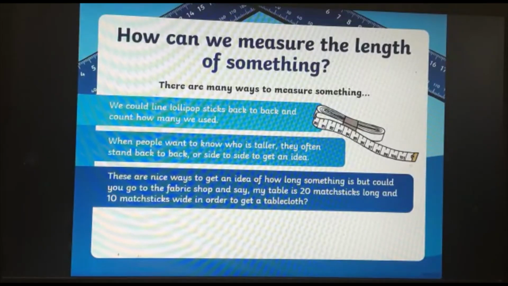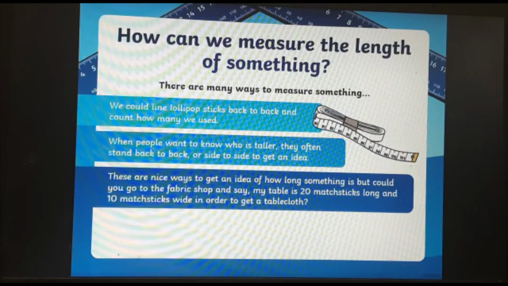These are nice ways to get an idea of how long something is, but could you go to the fabric shop and say, my table is 20 matchsticks long and 10 matchsticks wide, in order to get a tablecloth? Is it the correct way of measuring something? Can you stand and start walking feet by feet and just tell the person that my bed is 10 feet long? Will that measurement be accurate and correct?